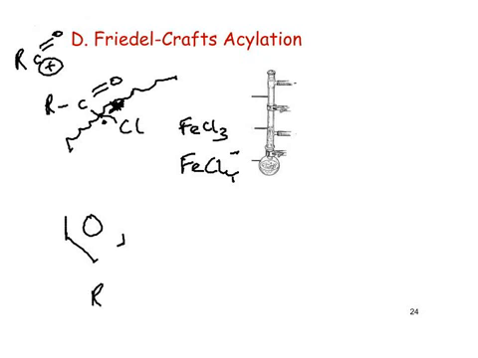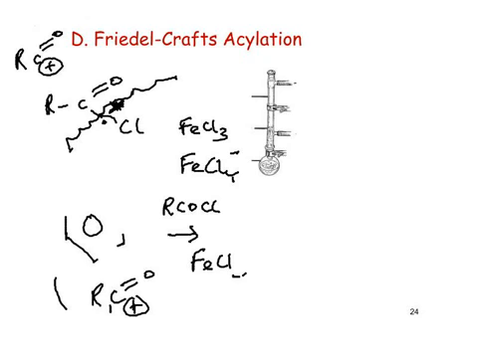And then that RC double bond O with a positive charge, electrons come out to form a bond here with this. Now the conditions: first of all, if we were just representing this as a balanced equation, we'd write RCOCl. We'd use FeCl3 or AlCl3. We'd reflux, and again, anhydrous conditions. We have to make sure that water is kept out.